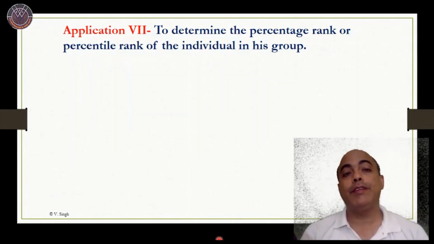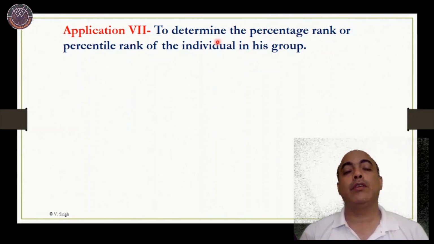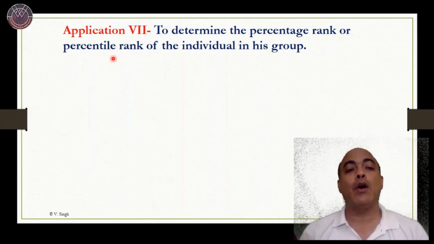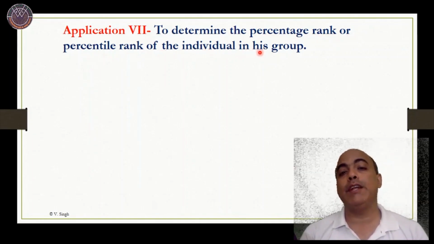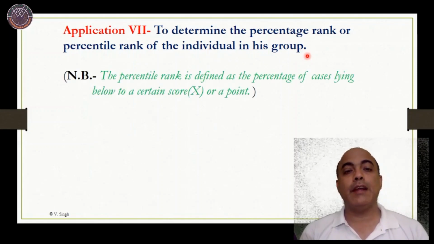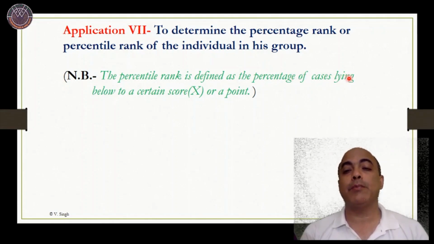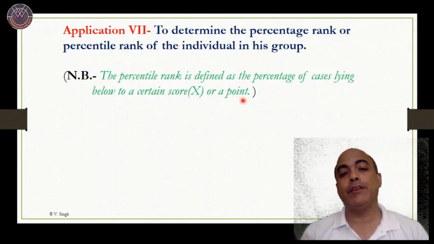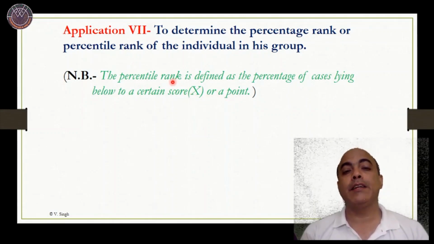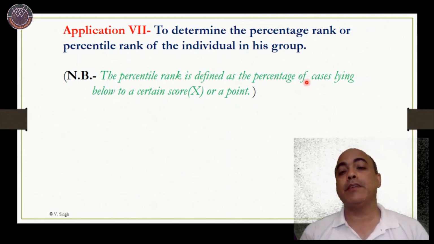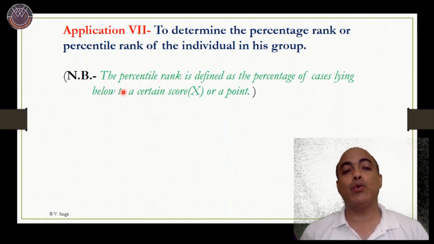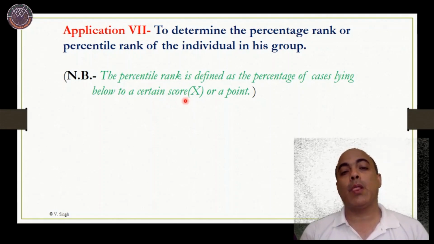Okay, now we will see the 7th application of the normal distribution curve or normal probability curve. The seventh application is to determine the percentage rank or percentile rank of an individual in his group. We need to understand that the percentile rank is defined as the percentage of cases lying below a certain score X or a point.